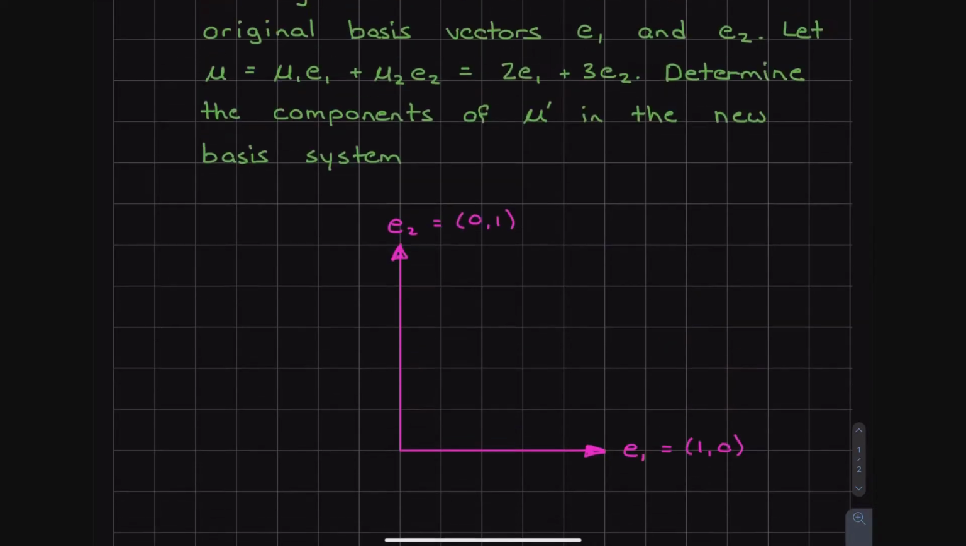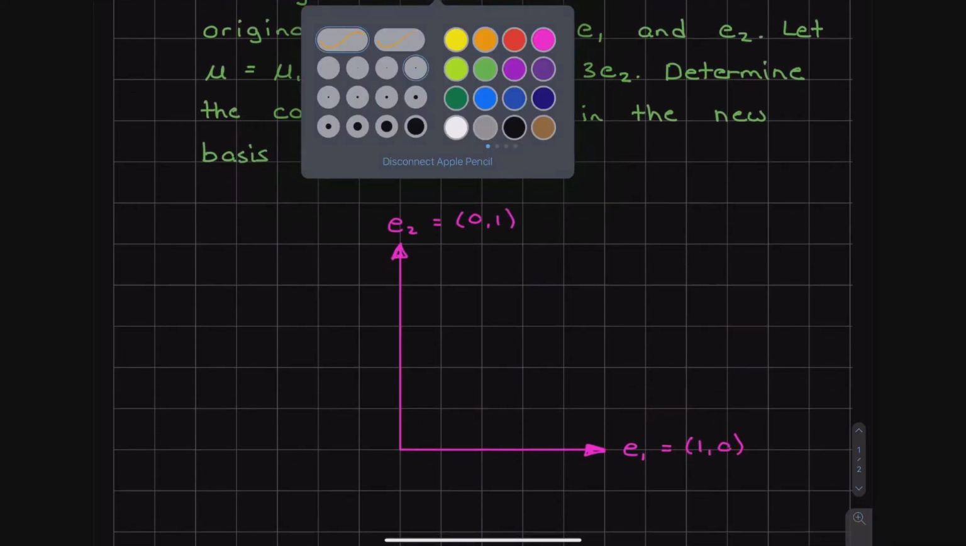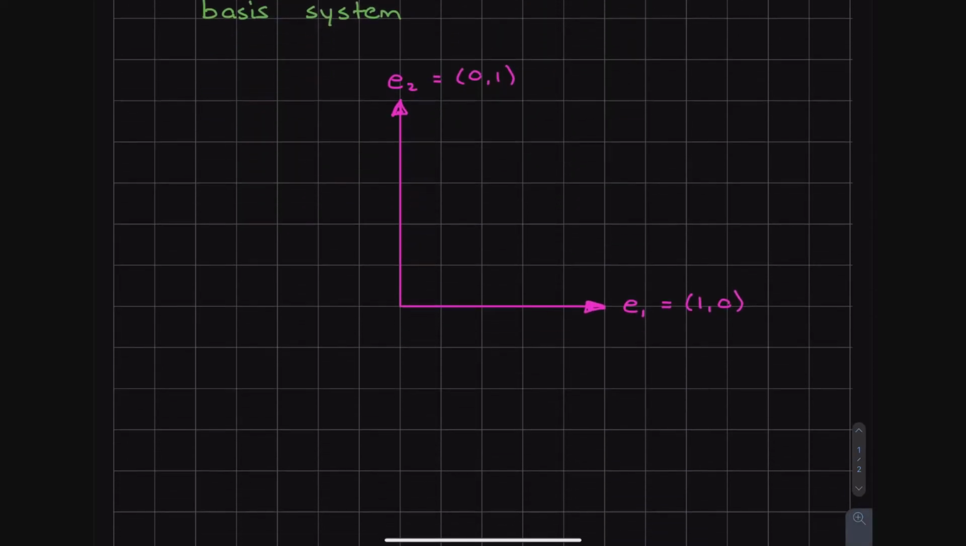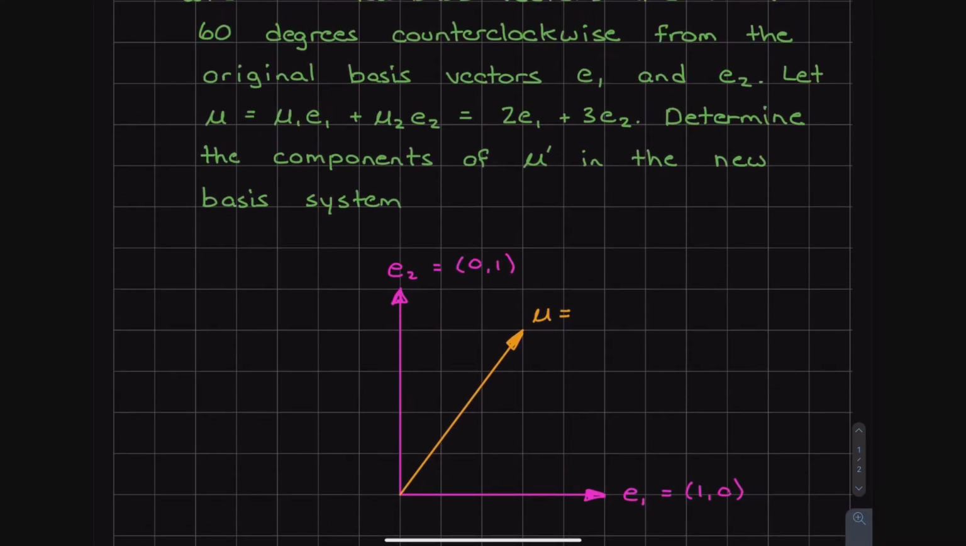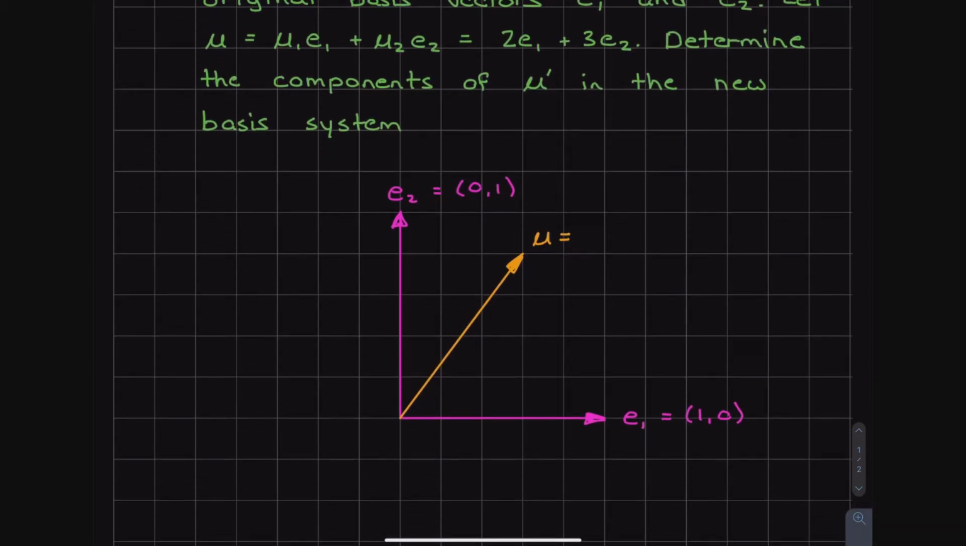And in this current basis system, we have a vector U. Let's say it's higher than this, so it goes something like this. So this right here is going to be U, not to scale, of course. And if U1 E1 plus U2 E2 is equal to 2E1 plus 3E2, it's very easy to see that U is going to be 2, 3. So this is what we originally have.